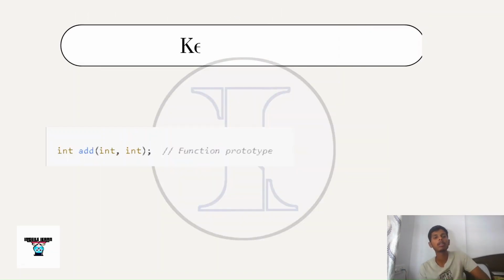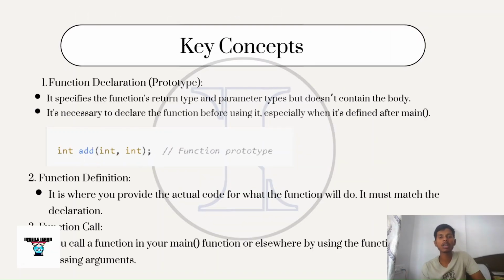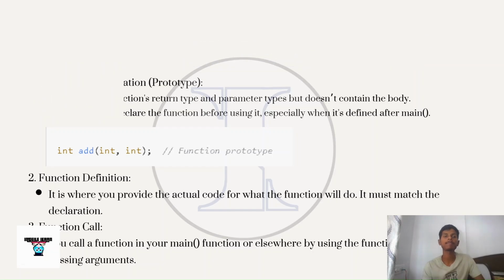So let's move on. What are the key concepts? Key concepts are nothing but the syntax itself. The first one was function declaration, as we know. The next one was function definition, and the last one is function call, which we have already covered in the examples. These are the key concepts which we must not forget, which is the most important part.